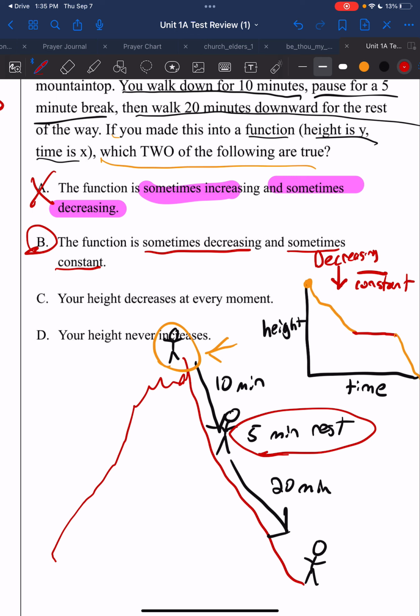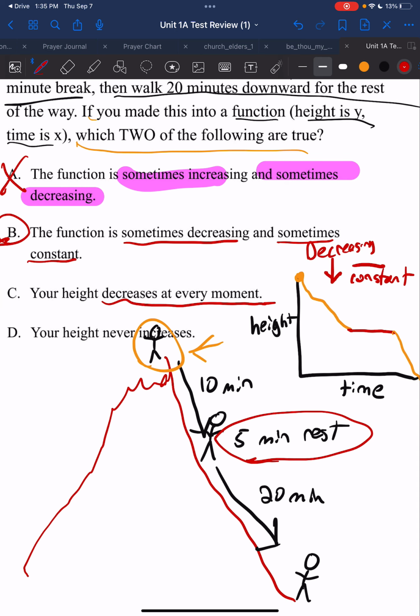My height decreases at every moment. That's not true, right? Because of this little green portion here, my constant portion. I'm not decreasing there, am I? So that one's not true. And then let me erase my little drawing here. It says your height never increases. Well, if I'm always decreasing and I'm always constant, then yeah, I'm never increasing. So the answers here would be B and D.